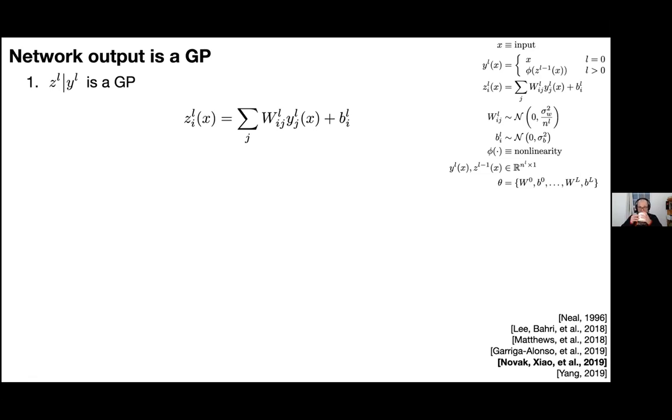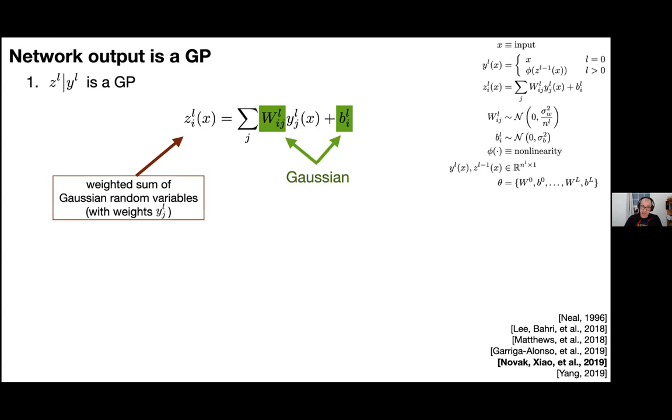So the first thing we're going to do is note that the pre-activations ZL, so these are the inputs to neurons at layer L in the neural network, are a weighted sum of Gaussian random variables corresponding to the weights and the biases of the network, where the coefficients for each of those Gaussian random variables are the preceding activations YL. So what this means is that the ZL are jointly Gaussian, or are a Gaussian process, conditioned on the preceding activations YL.